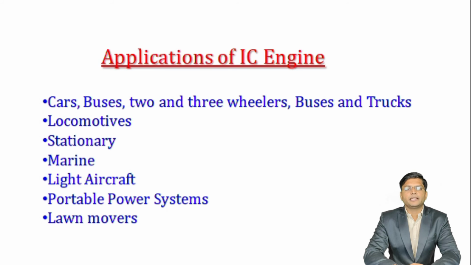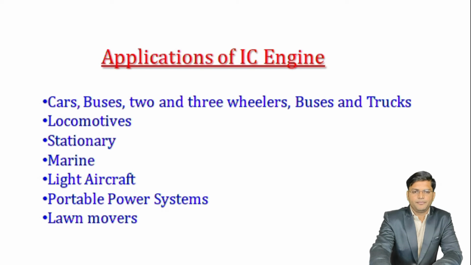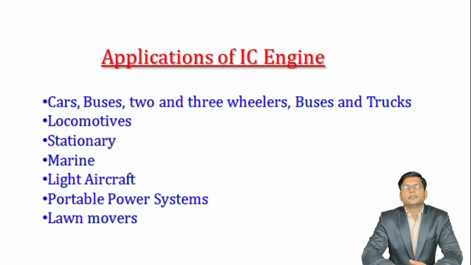Now, the next point is applications of IC engine. So we can see the primary use of IC engine is in locomotion. For the transportation of passengers or goods, there are different cars, buses, 2 and 3 wheelers, and trucks, etc. used for passenger and goods transportation. Then the locomotives like monorail or rail. Here also we can see different IC engines like the diesel engine.